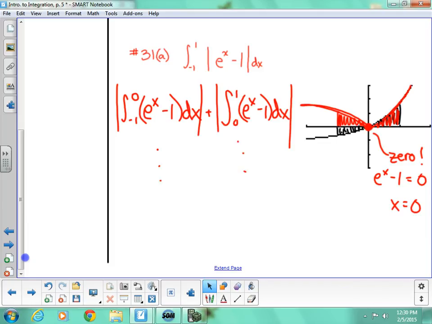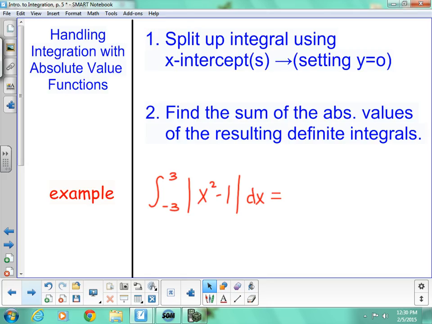Leave me 2 lines. Leave me 3. How to handle integration with absolute value functions. We'll have another example tomorrow. Tomorrow, is it important? Yes. Not only because of the senior breakfast starting at 7, but because we are going to keep going with integration. It's getting exciting. Don't want to miss a second of it. Write down how to handle integration with absolute value functions. Split up that integral.